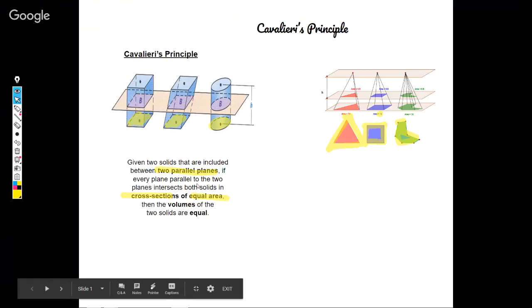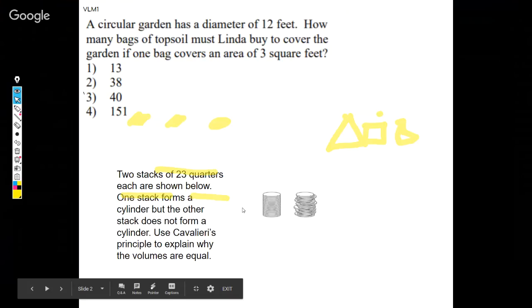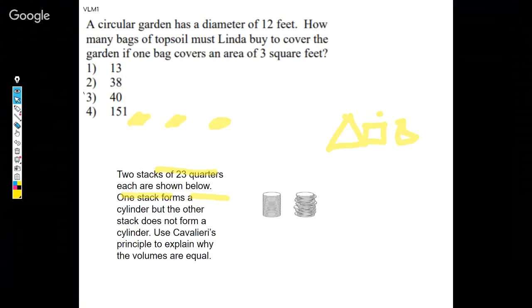So moving on, let's look at a question. Now you're going to flip to the other side and take a look at a couple of these questions that relate specifically to this principle. Look for the one that says, these aren't necessarily in order, it says a circular garden has a diameter. Oh, is it not the other side? It's on the same. Okay.